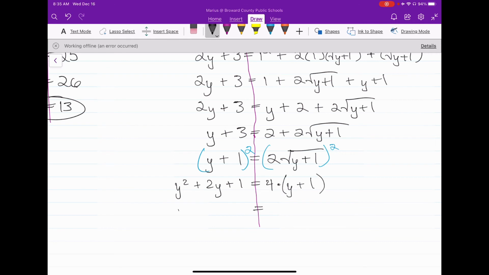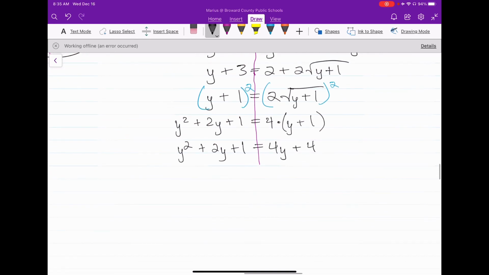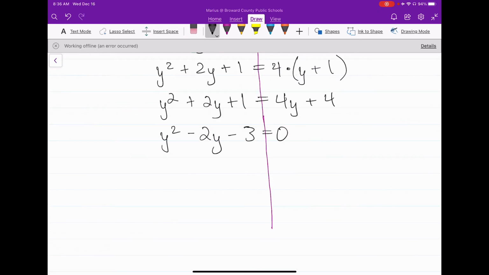And once we distribute, y squared plus 2y plus 1 equals 4y plus 4. And now, once again, we want to move everything to the left-hand side so we have a quadratic equation. So it's going to be y squared. We subtract 4y from both sides. That's going to make negative 2y. We subtract 4 from both sides. That's going to make this negative 3. And that equals 0. Let's see if we can factor it.